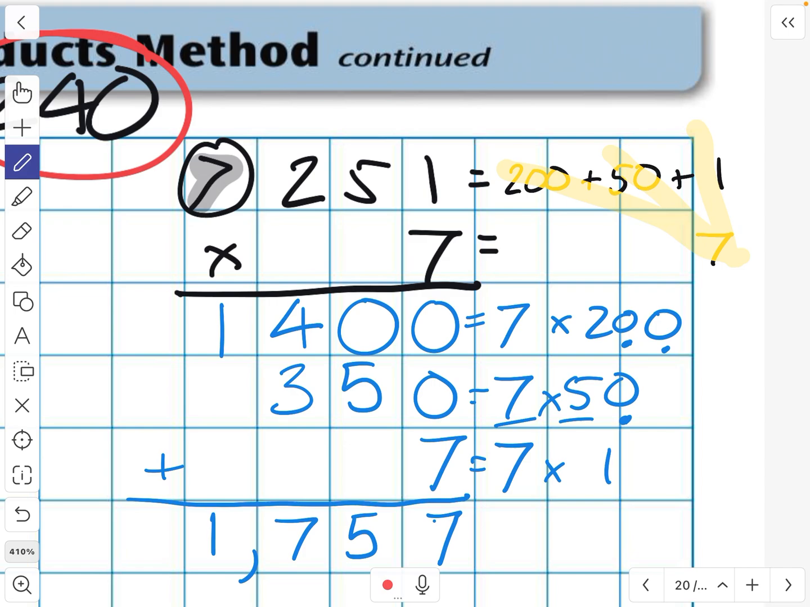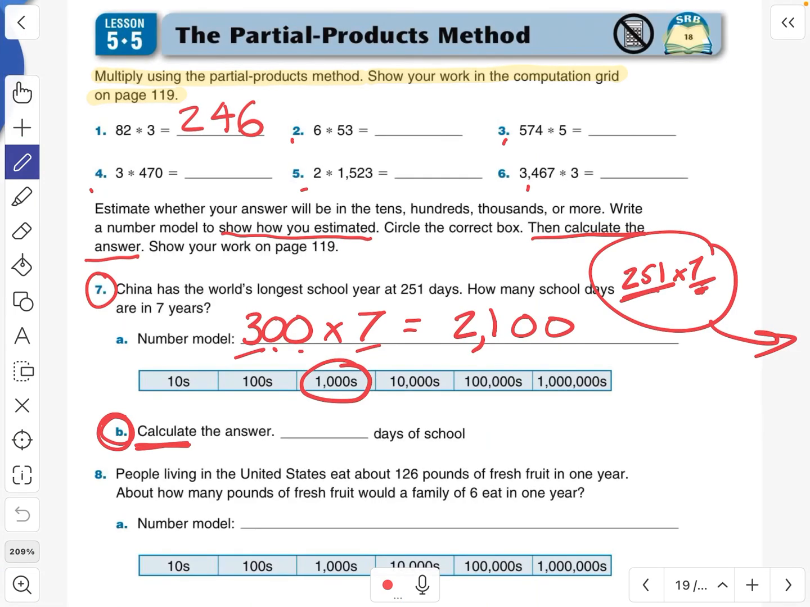Now what was our estimate? Our estimate was 2,100. And this is pretty close. They're both in the thousands. So this is a good answer. 1,757. We go back over here. 1,757 days of school. And then we're done. We made an estimate. We circled our estimate with a model number. And then we calculated the actual number of school days, the actual answer, and we wrote that down.